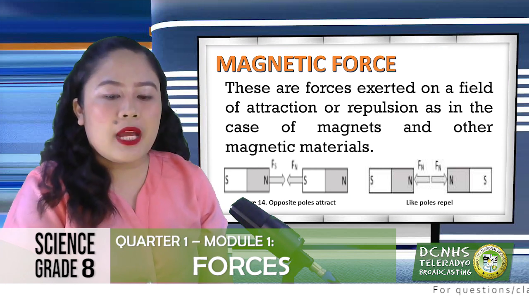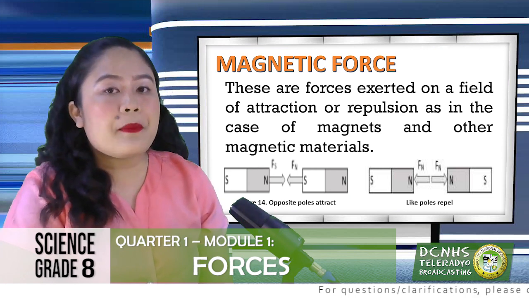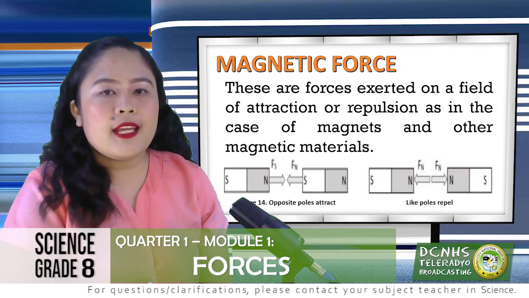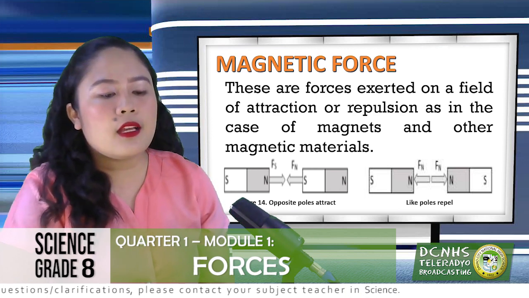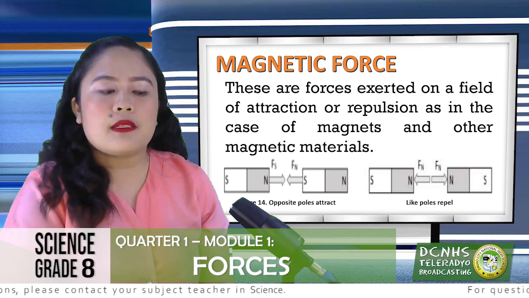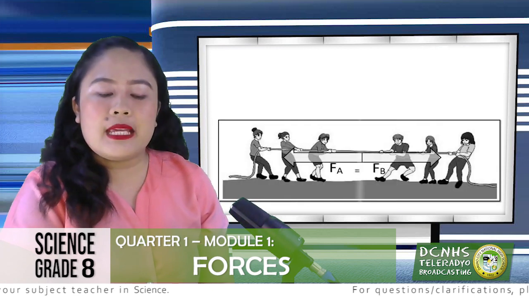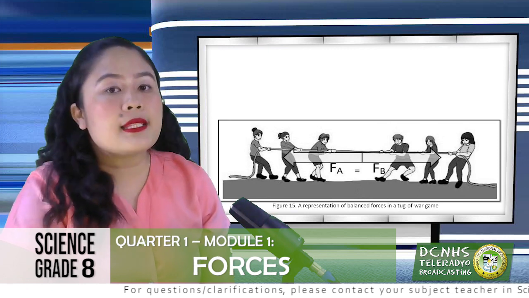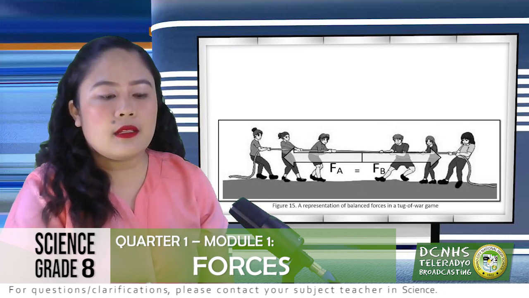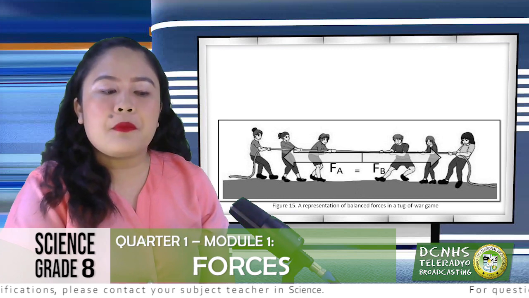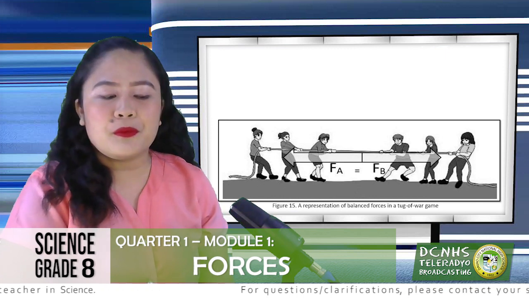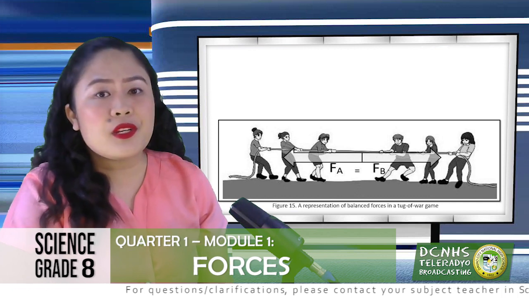Another way to describe a force is to know the magnitude and the direction of the force. In figure 15, you can see two teams pulling a rope with equal magnitude of force on the rope but in opposite directions. Neither team can make the other team move. Why is that so? Do you know the answer?